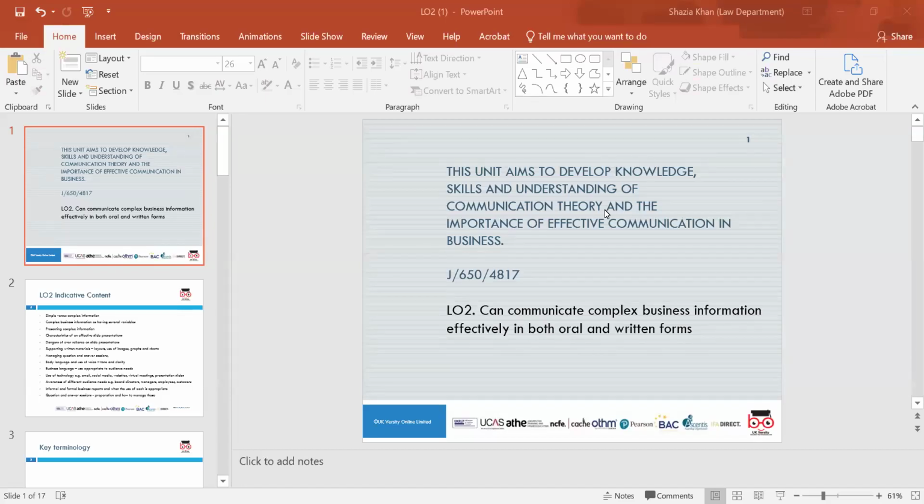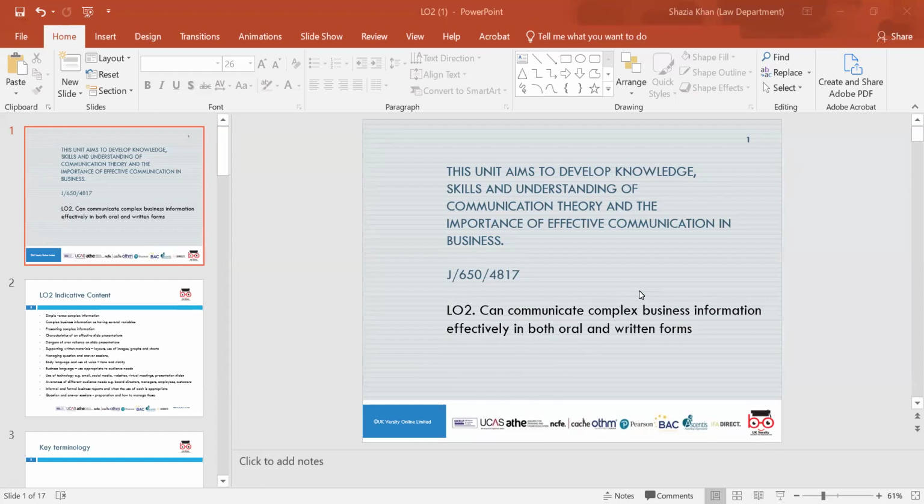Good afternoon. My name is Shazia Khan, and today we'll be doing Learning Outcome 2 from the Effective Business Communication module. We're going to be looking at Learning Outcome 2, which is: can you communicate complex business information effectively in both oral and written form?